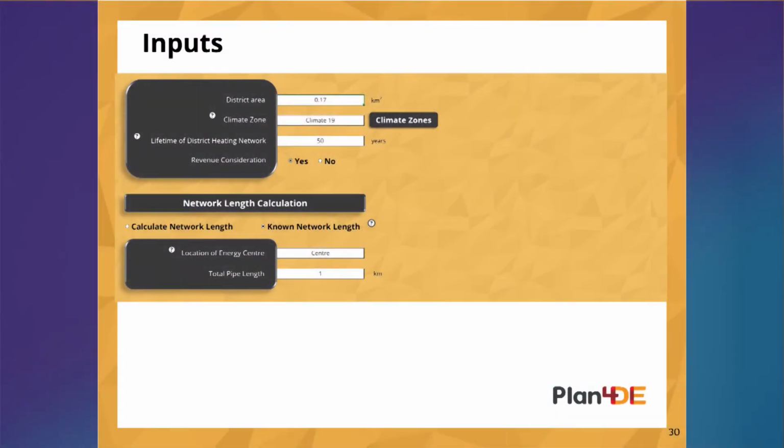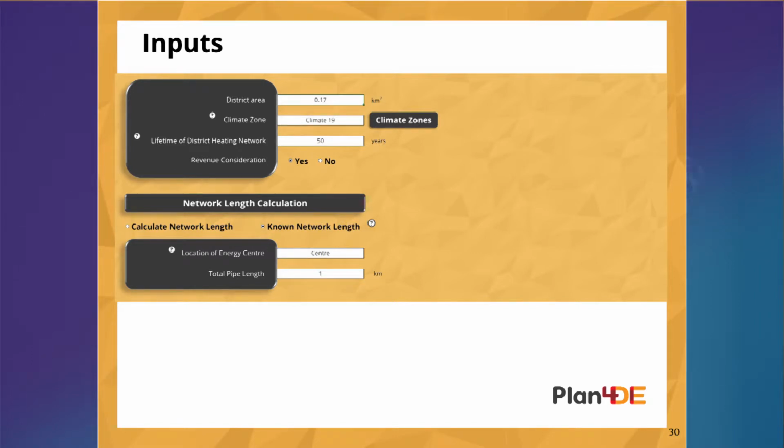So the inputs, hopefully you can see this a bit. I'm going to just walk you through what kind of information you need to actually run an analysis, and you guys will be doing this shortly, so you'll sort of be tested. The first piece is what's our area, what's our district area.